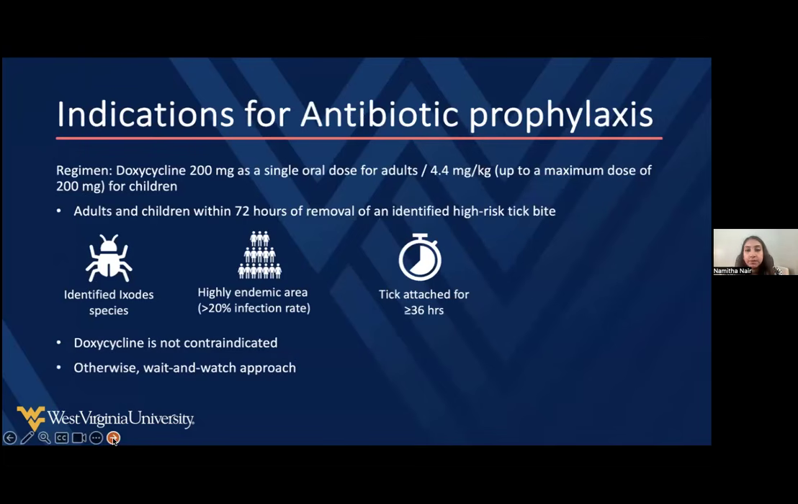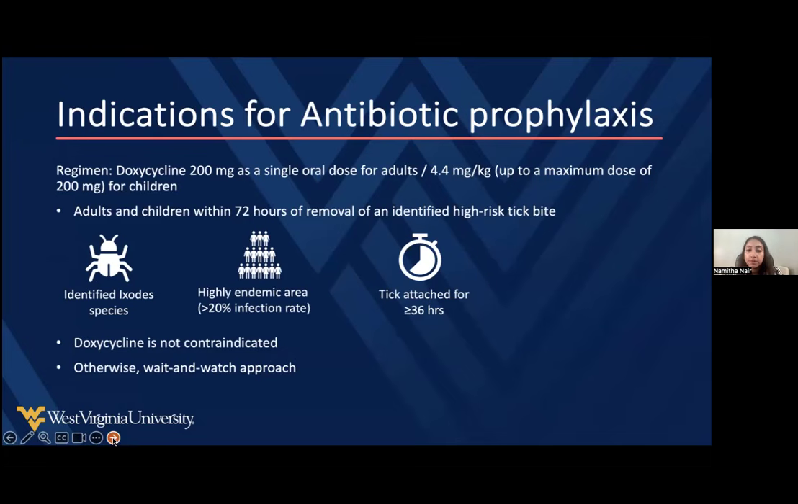So, indications for antibiotic prophylaxis. It's usually for adults and children within 72 hours of removal of an identified high-risk tick bite. And what are the features that make the tick bite high risk? If it is identified as the Ixodes species, in a highly endemic area, that is greater than 20% infection rate, and if the tick has been attached for more than 36 hours.